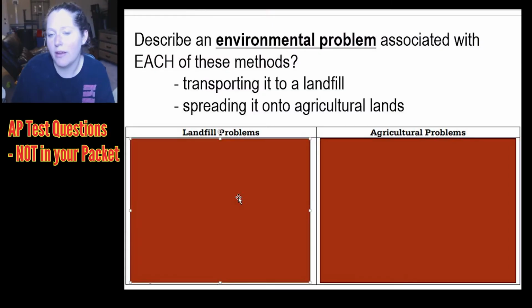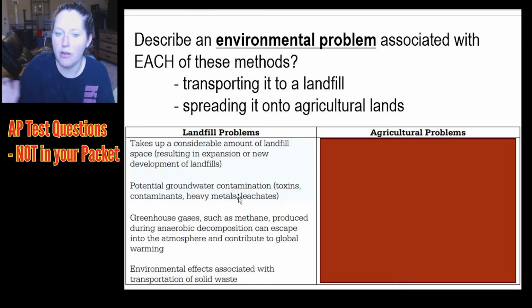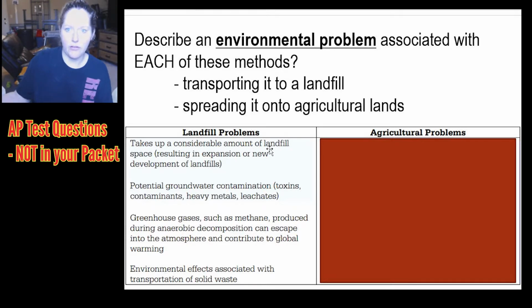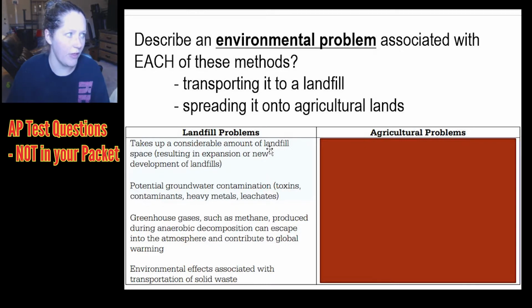Okay, so here are some problems with the landfill. Number one, it takes up a considerable amount of landfill space. Duh. All this sludge is going to take up all this space at the landfill that we might need for other waste. Okay. What happens if that sludge gets contaminated? Potential groundwater contamination. It could still have some stuff in it that's not healthy for the environment. It can lead to toxins and contaminants getting into the groundwater, maybe if it had a huge rain, and that could be detrimental to the environment.